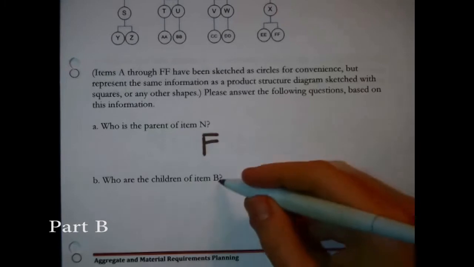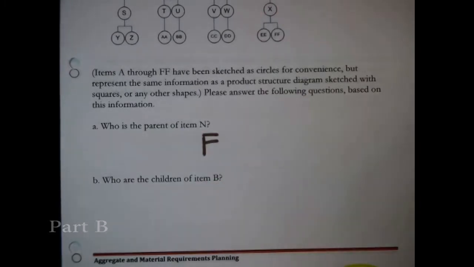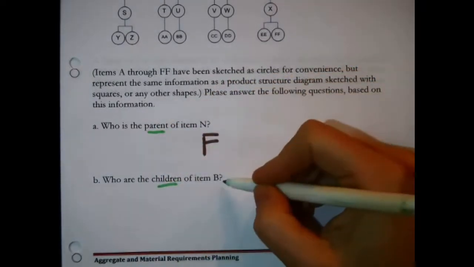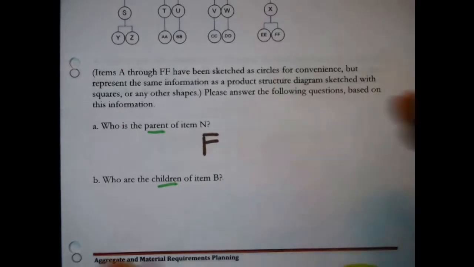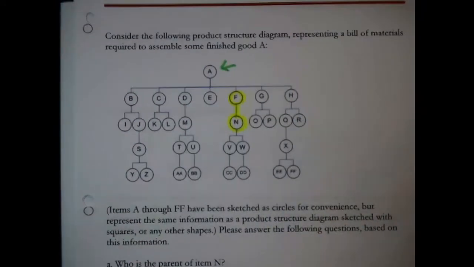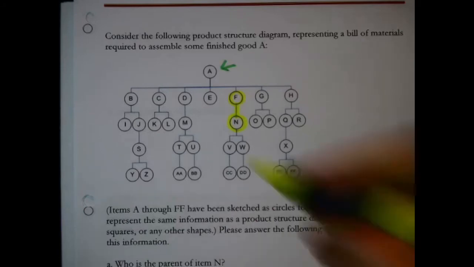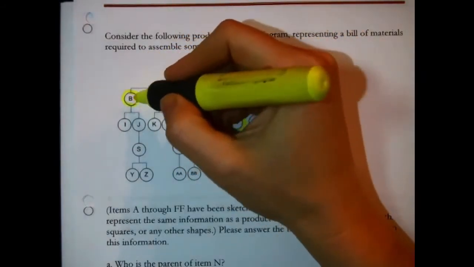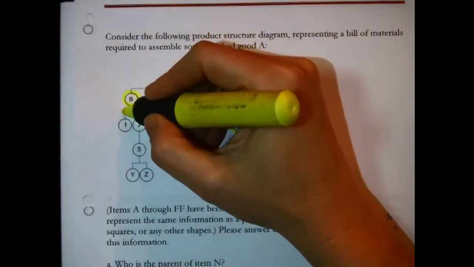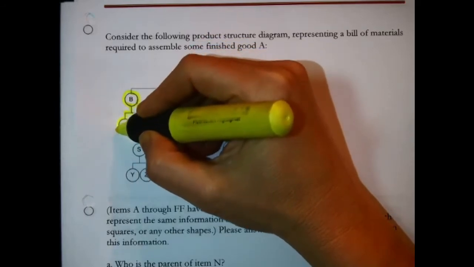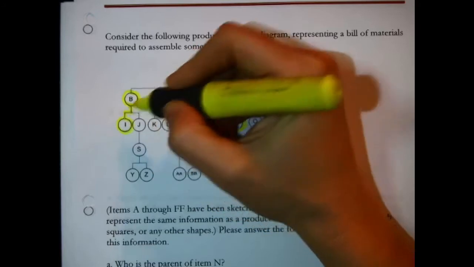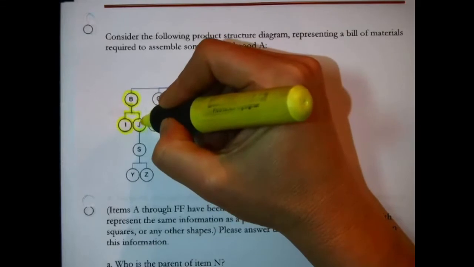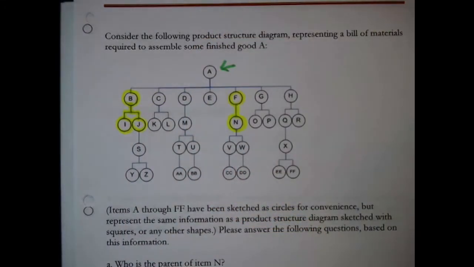Next question: who are the children of item B? Last time we answered a question about a parent. This time it's about the children, but the first step's the same. We have to find item B. Item B is right here on the far left. When you're looking for the children of any item, trace the connections down. When you hit another item, you found a child. I is a child of B, and item J is a child of B. Notice that nobody else is.